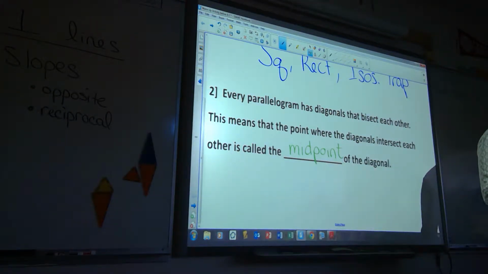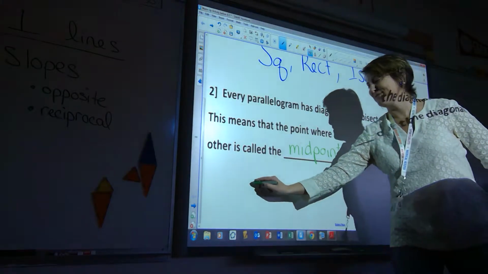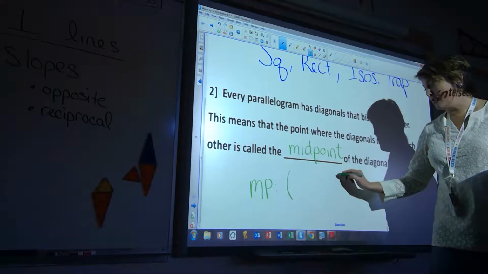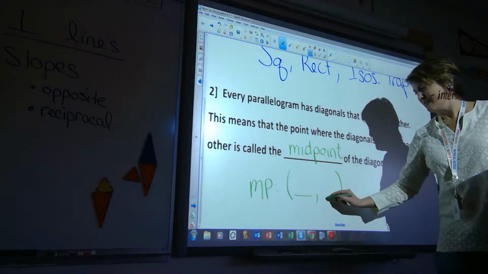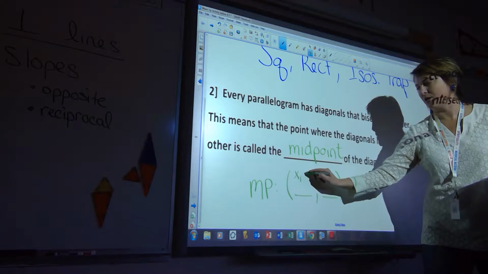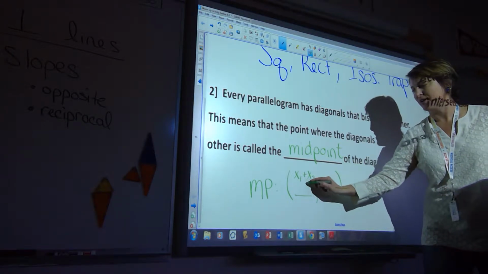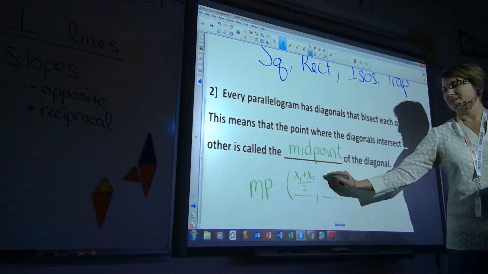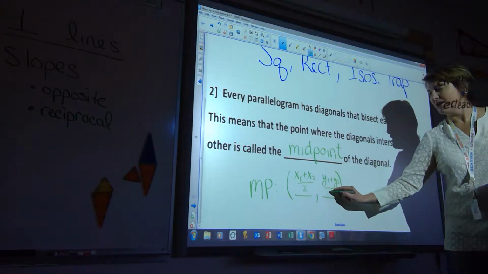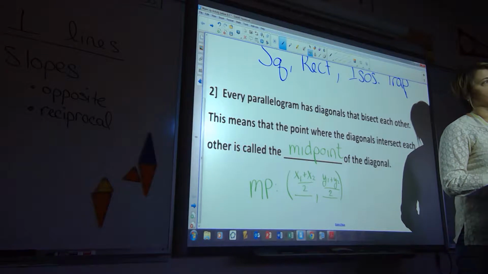Do you remember what that is? No. Let's review that. The midpoint is an ordered pair. It's the average of the x's, so x1 plus x2 divided by 2, and it's the average of the y's, y1 plus y2 divided by 2. Now that is something that you're going to need to use on 8.7.